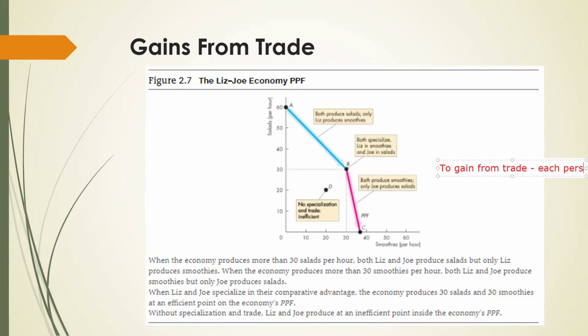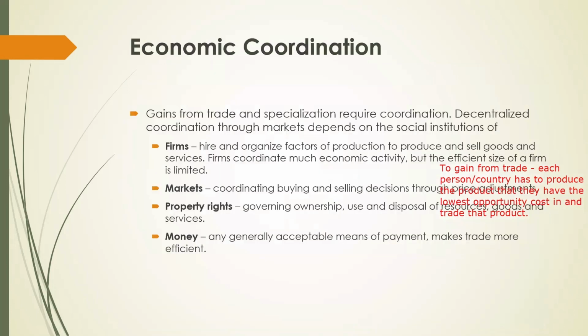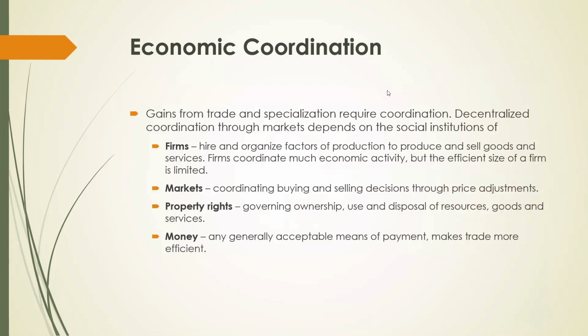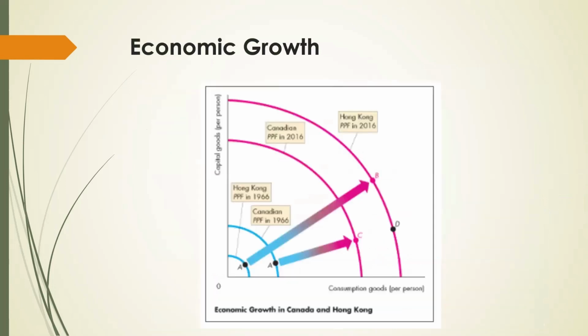Each person or country, let's say, has to produce the product in which they have the lowest opportunity cost and trade that product. That's the general idea here. Then they both benefit when they do that. They need to ensure that they both produce at their lowest opportunity cost, and this will ensure the most efficiency in trade. So right here, this is economic growth.